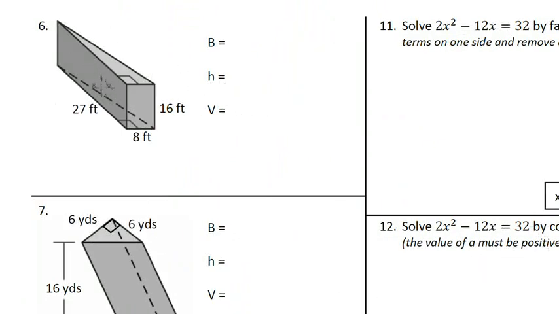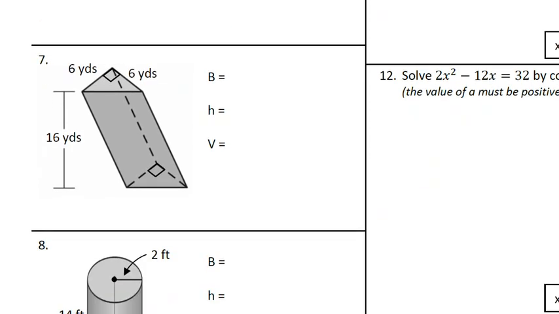Triangular prism, easy. Pick a triangle, find the area, and then the third dimension that's not part of that triangle is your height. Don't worry about it being oblique. It makes no difference. Find the area of this triangle. The height is the distance between the two triangular bases, which is 16 yards, and you can find your volume.